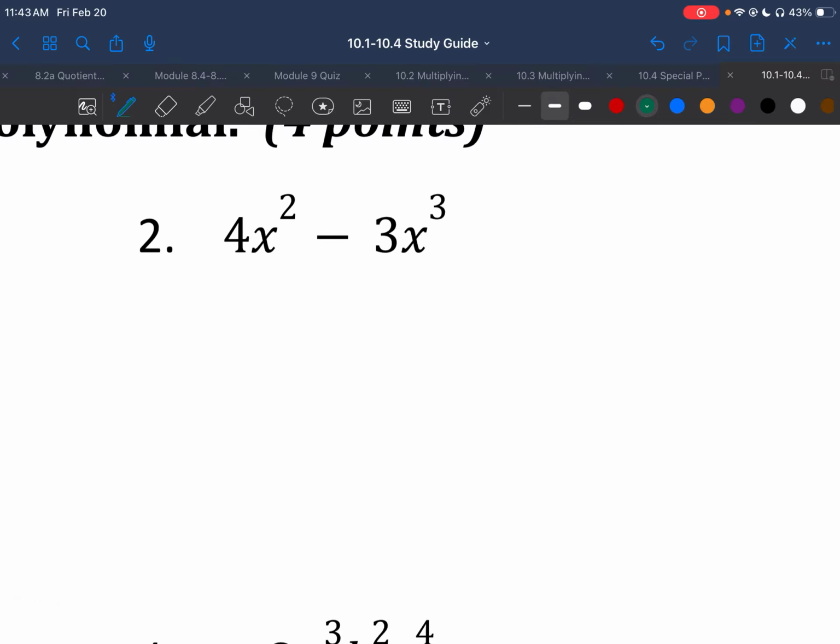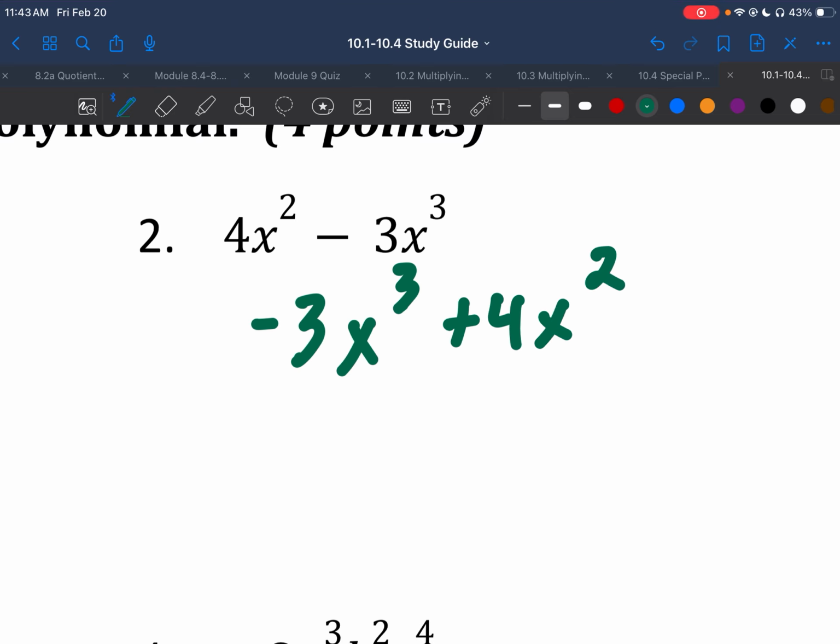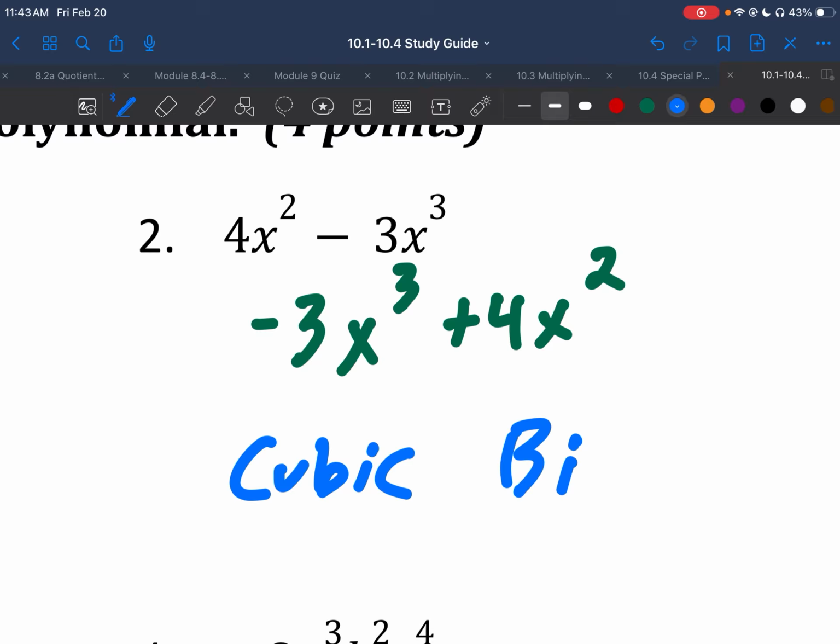Our second one is not in standard form. I need to rewrite it. So it's negative 3x to the third plus 4x squared. And our highest degree is the third degree, so that's a cubic. And it is 2 terms, so it is a binomial.